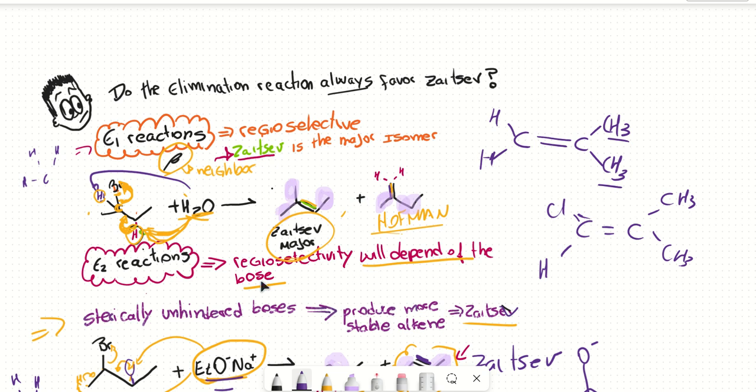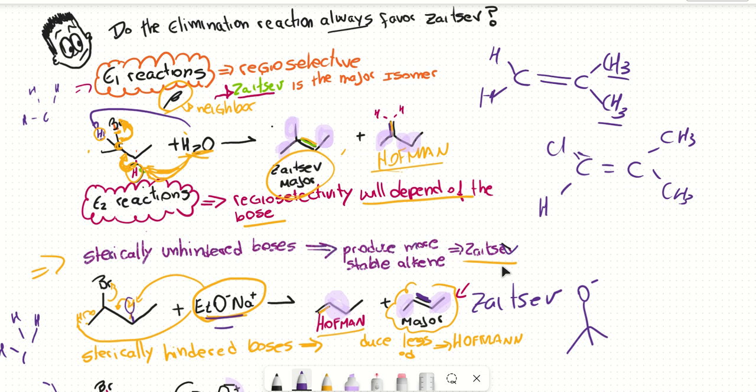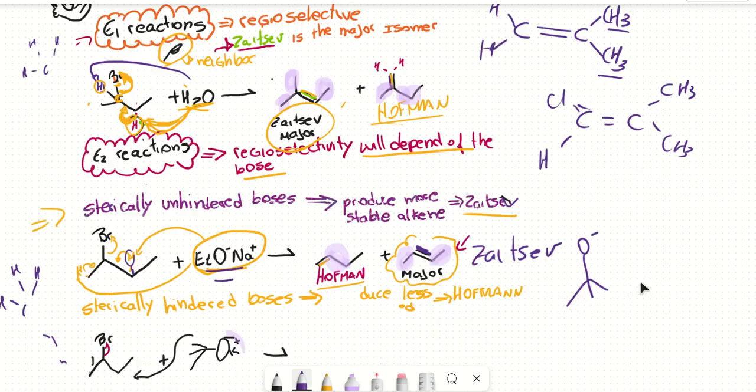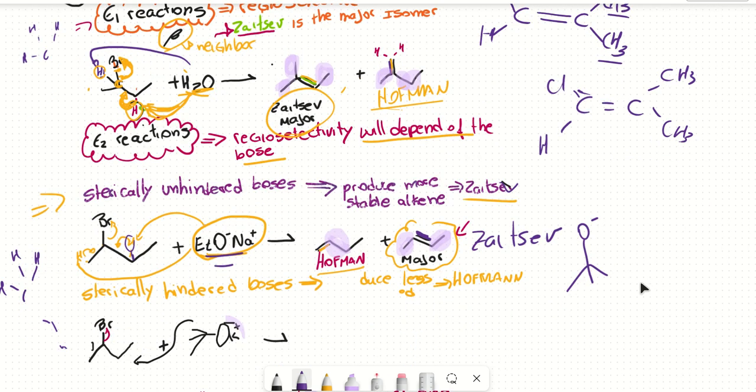So in an E1, you're going to have Zaitsev as major. Please always write down both and show the arrows extracting the proton. But each reaction will be different. The regioselectivity here will depend on the base. If you have a sterically unhindered base, it will produce the more stable alkene, which is Zaitsev.